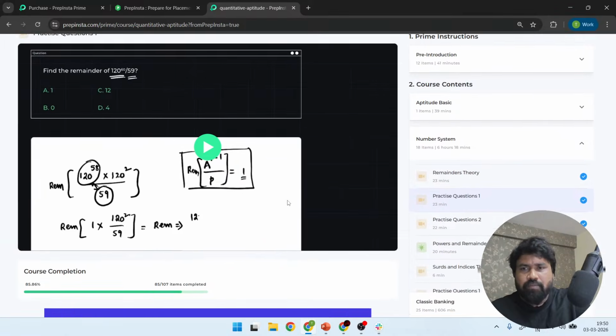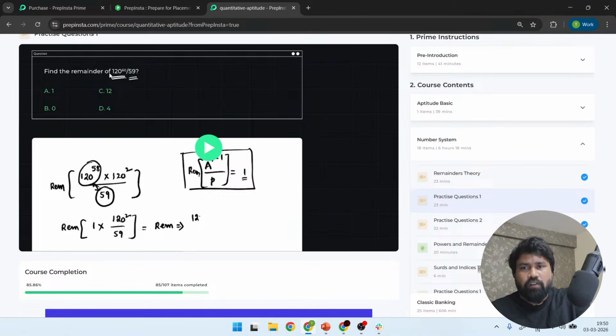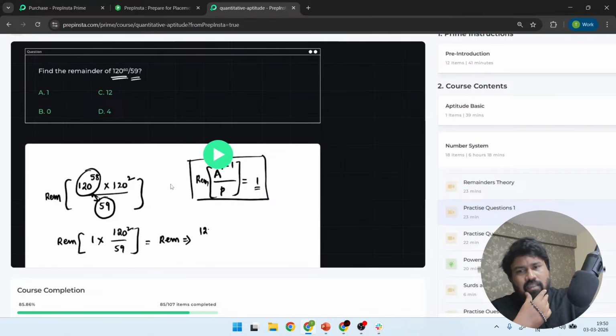See guys, for example, what will be the remainder of 120 power 60 divided by 59? Actually, there is a formula: a power n minus 1 divided by a power p minus 1 always gives remainder 1. If you want to divide by 59, then you have to write it as 120 power 58 times 120 square. So here the remainder is 1. And if you divide the remainder by 59, you will get the rest of the answer. So these type of shortcuts you need to know.